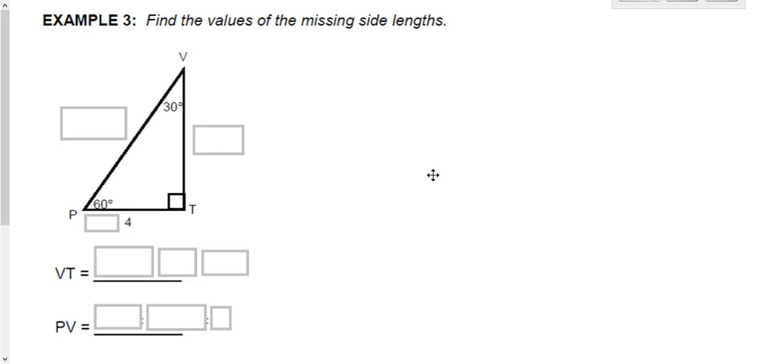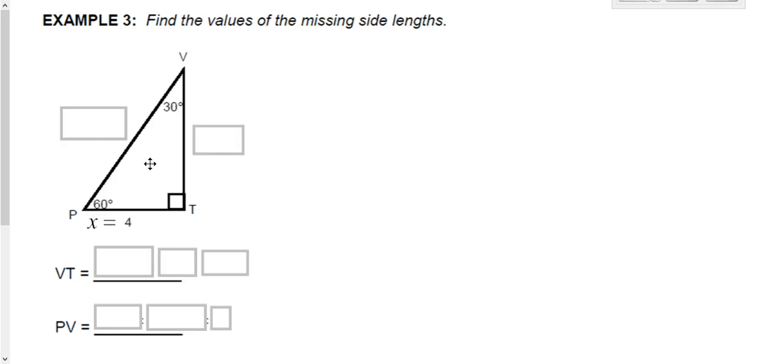You can pause this and see if you can do this one all by yourself, and then check the answer. That would be a good idea for any of these problems when you're doing them, once you've gotten the hang of it. So opposite the 30 is this side, that's 4, and that is the x side. So we've already got our x equals 4.